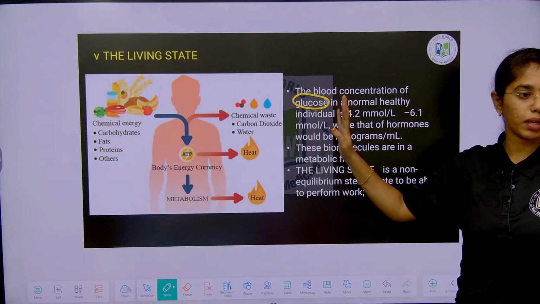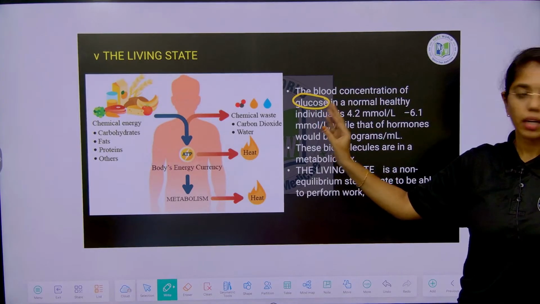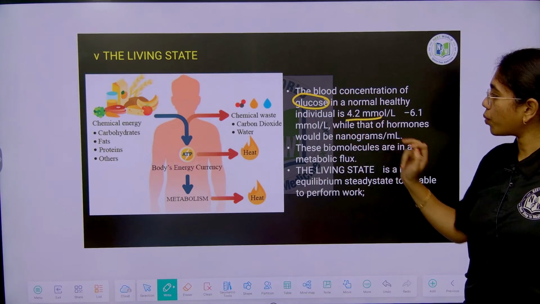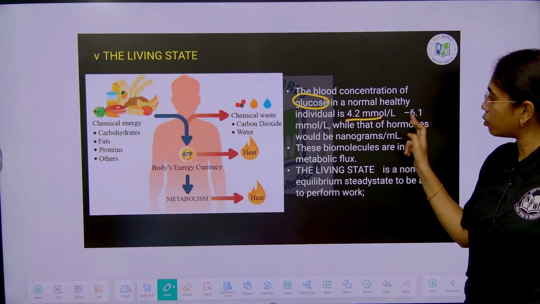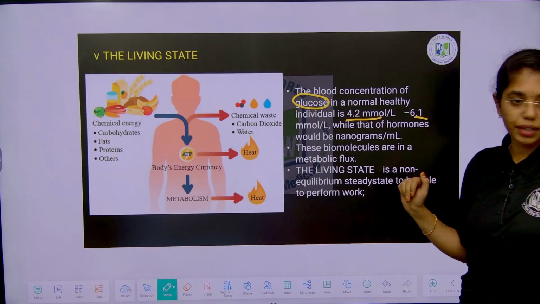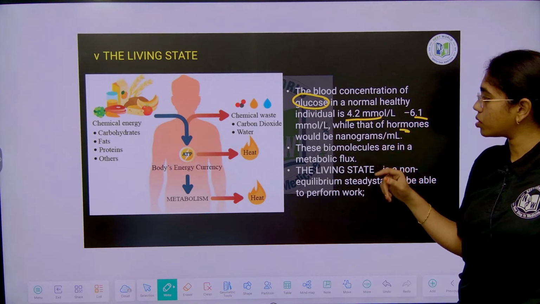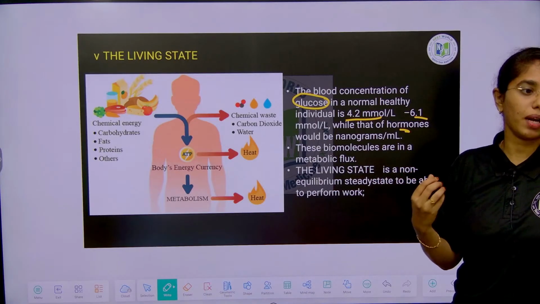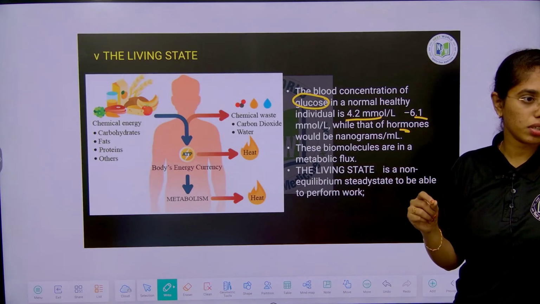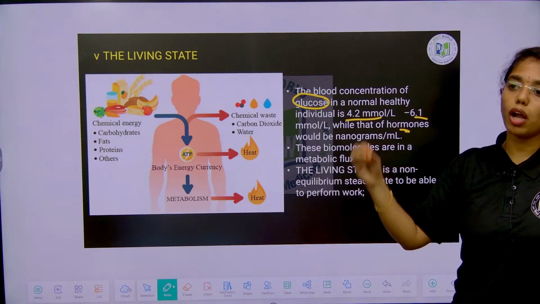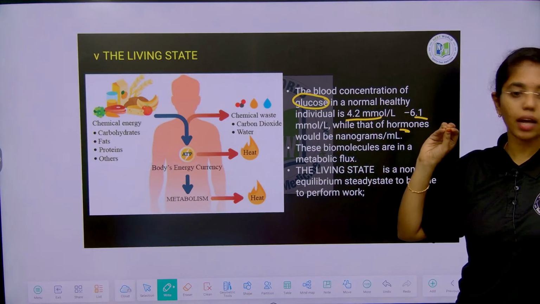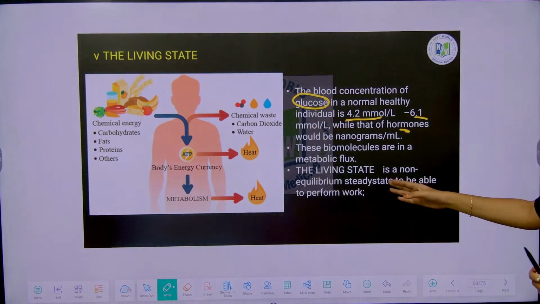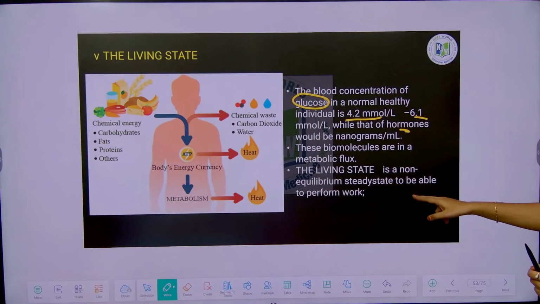So like different molecules, if you see glucose, which is what metabolite? Primary or secondary metabolite? Primary metabolite. Its concentration is around 4.2 millimole per liter to 6.1 millimole per liter. If you take some hormones, it will be nanograms per ml, very minute concentration. So like that, different molecules have different concentrations in our body, right? So the living state is a non-equilibrium steady state to be able to perform work.